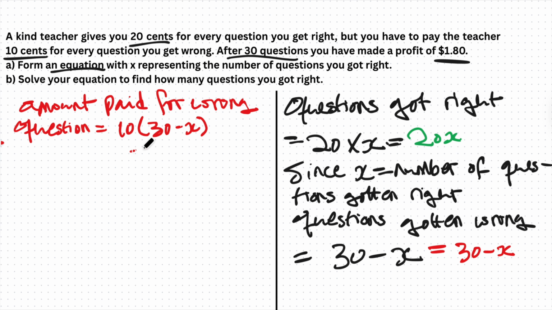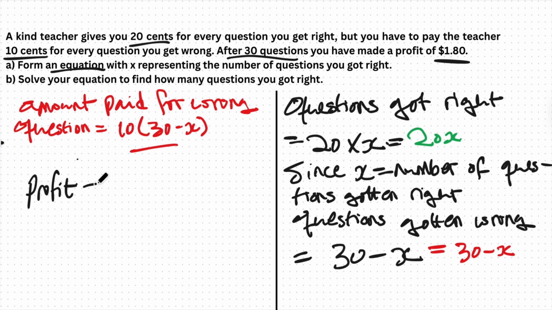Now the reason why it is this way is because we were told in the question that we have to pay 10 cents to the teacher for every question gotten wrong. And if 30 minus x, which is the total number of questions we answered minus the total number of questions we got right, is the number of questions we got wrong, then we just multiply it by 10 cents to get the amount we paid.